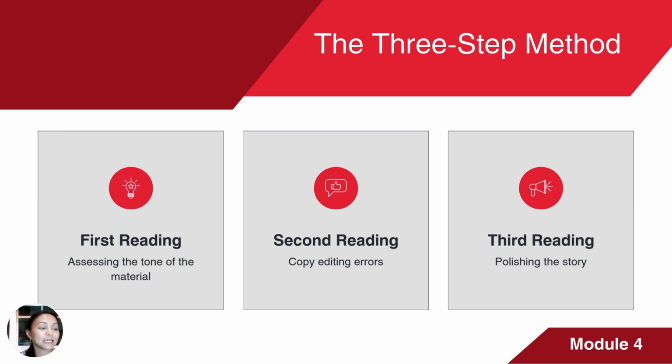Then the second reading. The second reading involves copy editing errors and checking for accuracy and then style. And then during the third reading, my key phrase here is polishing the story. So this is the part where the copy editor looks at the grammar, assessing if the copy needs to be cut down, making the story more vivid, and if there is a need to rearrange different paragraphs to improve the organization. And this is also the part where the writing of the headline of the story takes place.